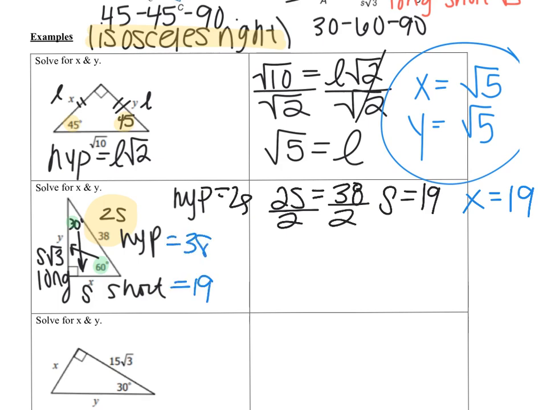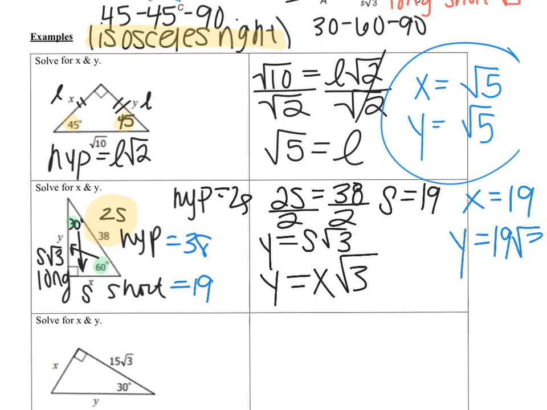All right. Now, we're not done because I need to find Y, which is my long leg. And I know that Y is equal to S times root 3, which is my short leg times root 3. So Y is equal to X times root 3. And I just figured out that X was 19, so Y is equal to 19 times root 3. And then we just leave our answer like that.